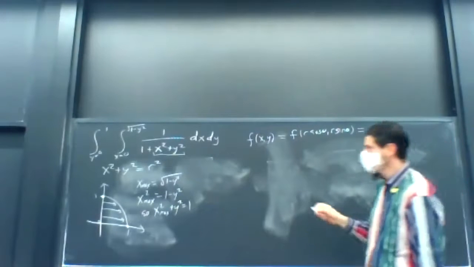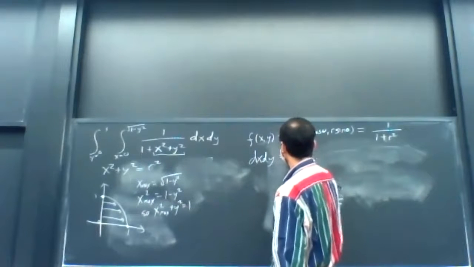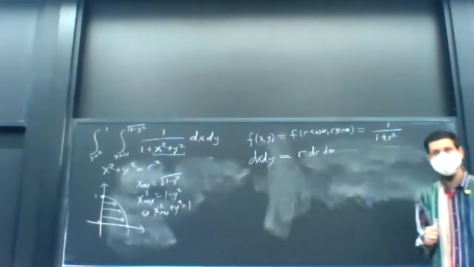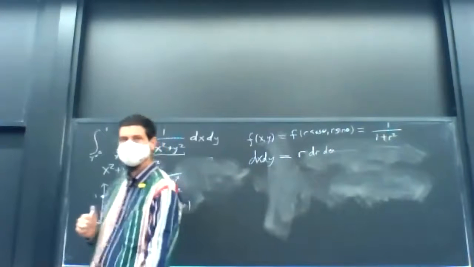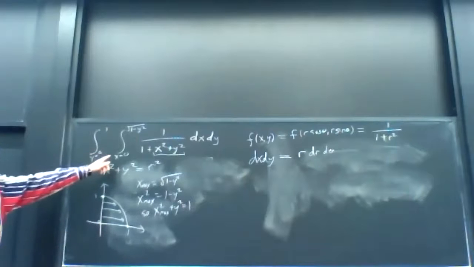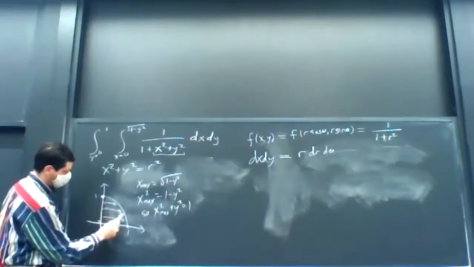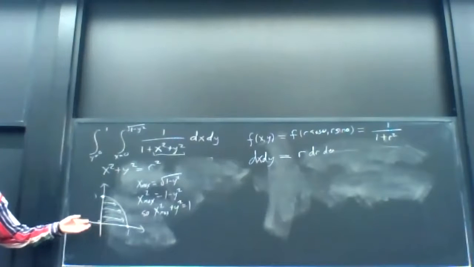The next part is the exchange rate. dx dy becomes r dr d theta in polar. So that's how the area element transforms. And now the only thing that's left is I have to change the bounds of integration. Well, I'm integrating over this quarter circle. So I just have to figure out, how do I represent that in polar coordinates? What is the range for r? What is the range for theta?